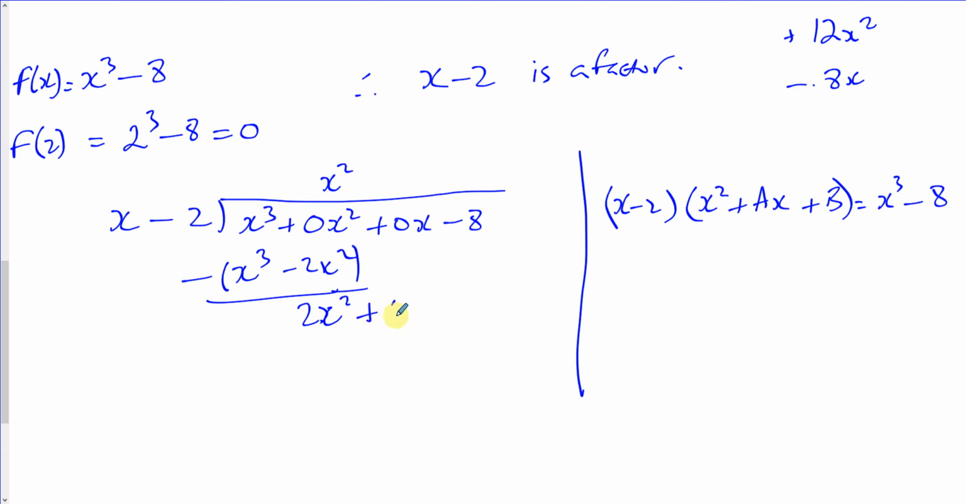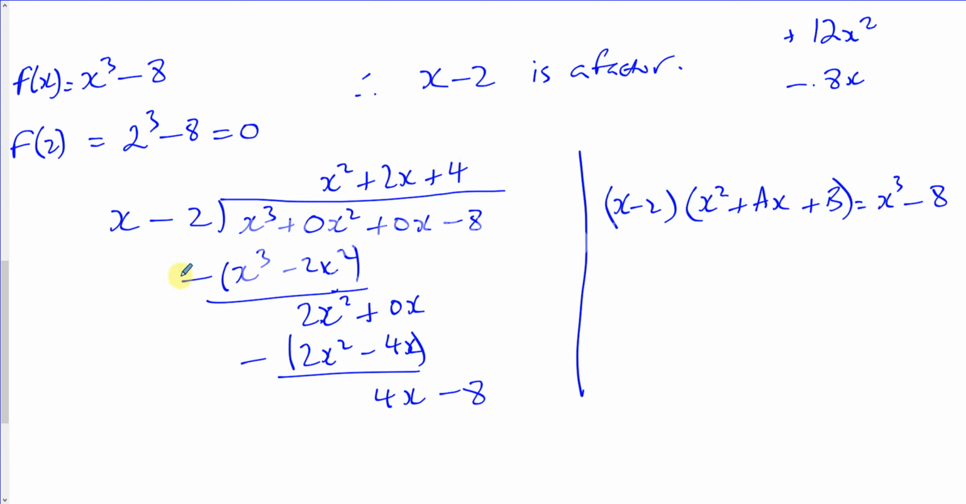Then you ask yourself, x into 2x squared goes plus 2x times. So 2x times x is 2x squared, and 2x times minus 2 is minus 4x. Again, we subtract these two lines. That gives you 0x squared, and plus 4x. Bring down the next term, which is minus 8. x into 4x goes plus 4 times. 4 times x is 4x, and 4 times minus 2 is minus 8.